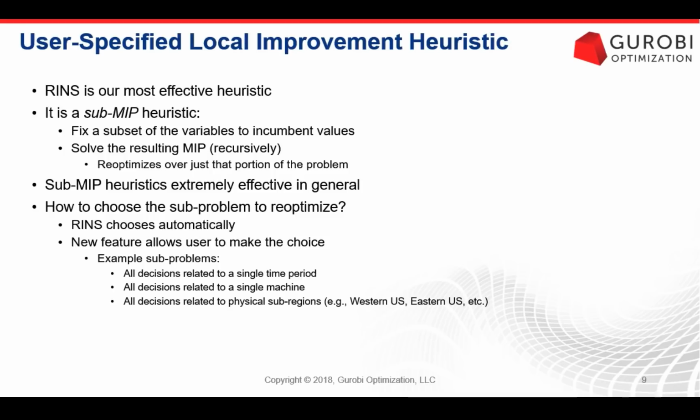Similarly, imagine you're solving a problem that involves some geographic region. So you could consider re-optimizing within subregions. So you could re-optimize just within the Western US, leave the rest of the US fixed, or just within the Eastern US, etc. So this new local improvement heuristic allows you, the user, to provide this information to us, and then we, the solver, will use this information internally to create these subproblems in order to re-optimize.